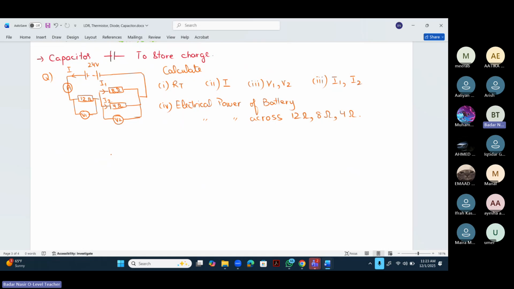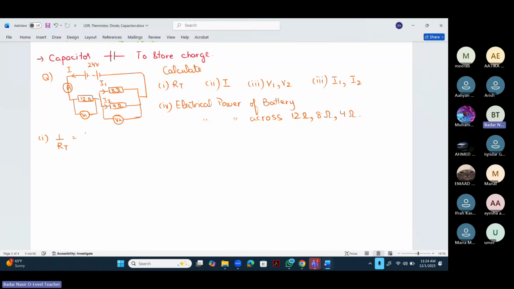First of all, we have to calculate the total resistance of the circuit. So for the total resistance, first we have to figure out which two resistors are in parallel and which resistor is in series. So the 8 ohm and the 4 ohm resistors are in parallel with each other. So let's calculate the combined resistance of these two resistors.